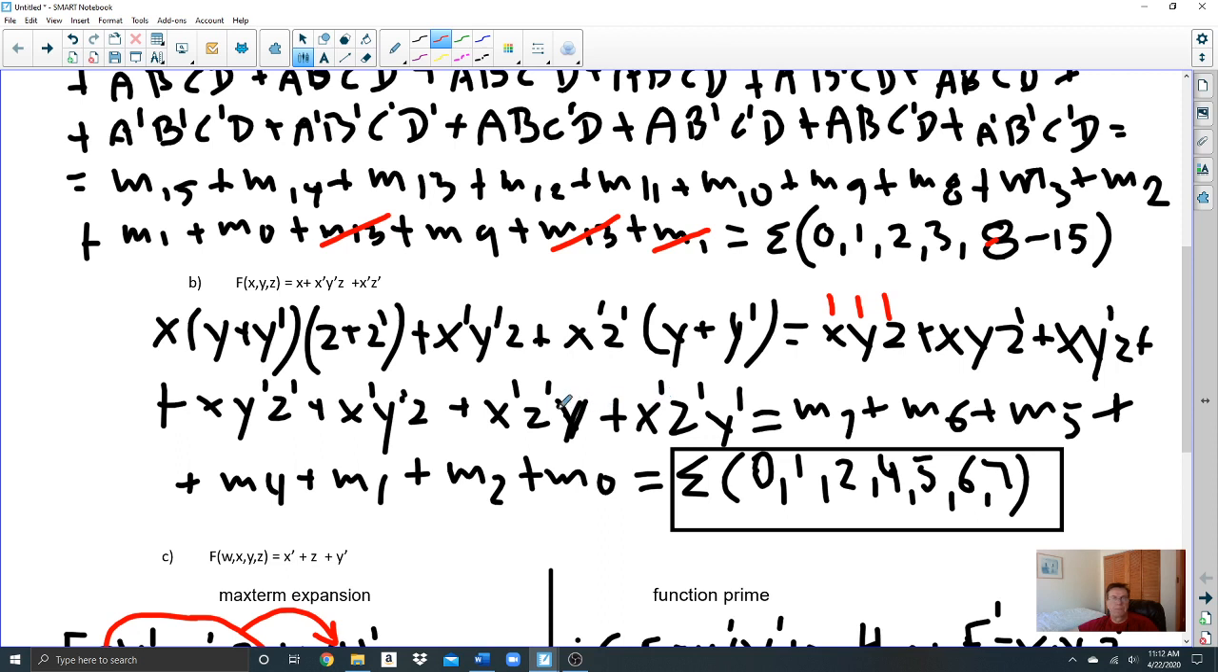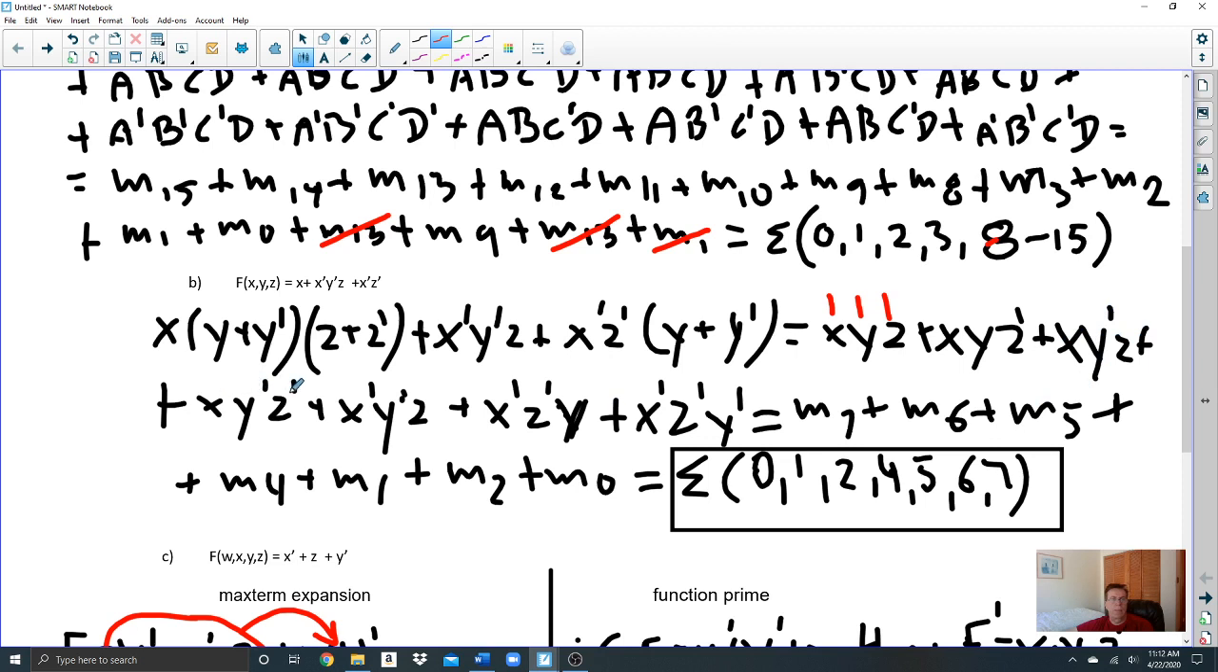Now I have to organize them alphabetically in order to apply the binary method of recognizing which minterm this is. So this one is alphabetically ordered, x, y, z. 1, 1, 1, because all of them are unprimed, so it's minterm 7. X, y, z prime, 1, 1, 0, minterm 6. X, y prime, z, 1, 0, 1, minterm 5.